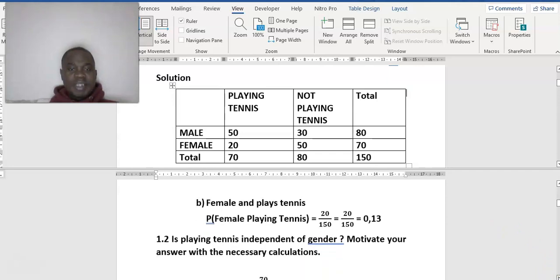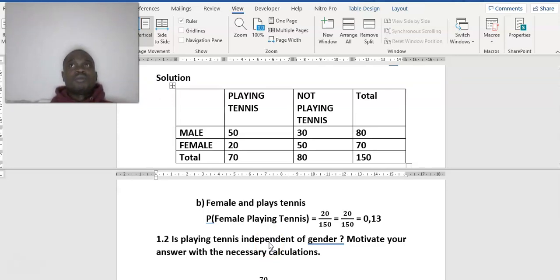Okay, this next one is a different question. It says, is playing tennis independent of gender? Motivate your answer with necessary calculation. The first thing, we need to remind ourselves of independence. When two events are independent, what can you say about them?